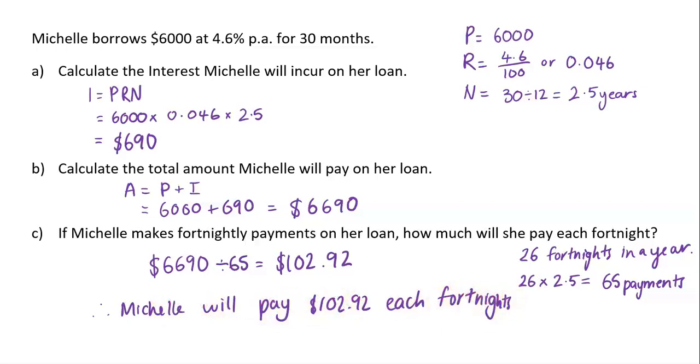This calculation is easier if we're doing monthly payments because there are 12 months in a year, but it's not a lot harder to do 26 fortnights in a year for this calculation.